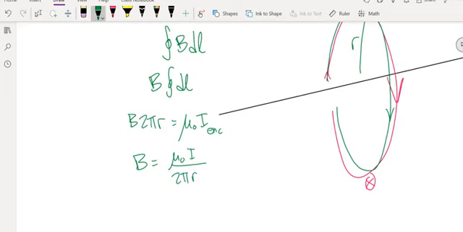Easy peasy. You can use Biot-Savart to do the same thing, but boy does it take a lot of steps. The integration's not the hard part, but getting everything in the same terms is a pain in the butt. This is simple. This is B as a function of r. And what we get is an inverse relationship between field strength and distance away from the wire.